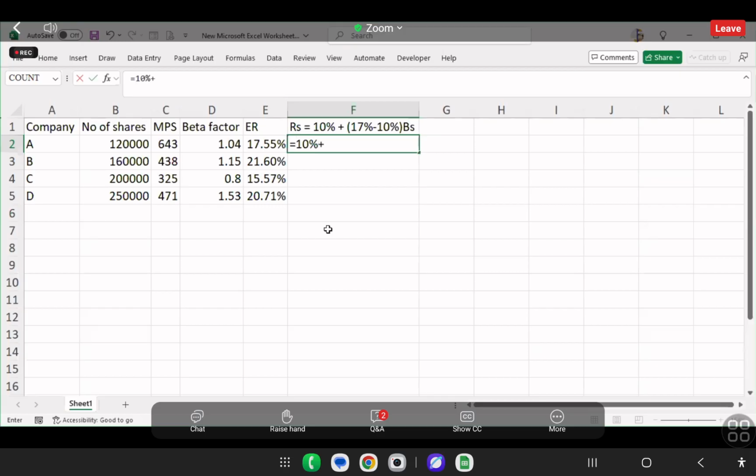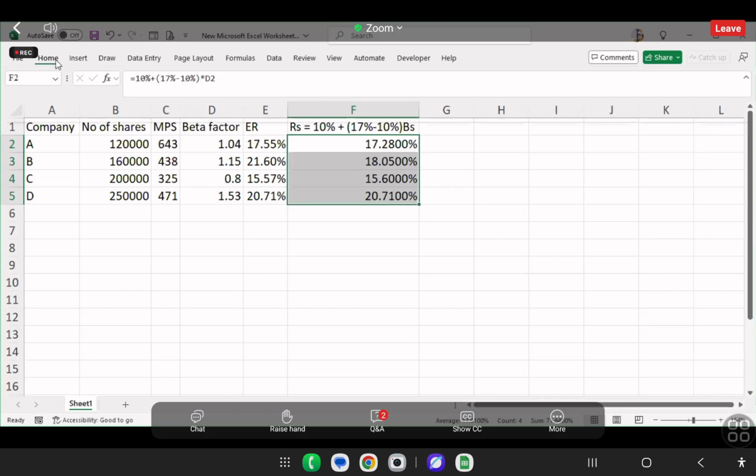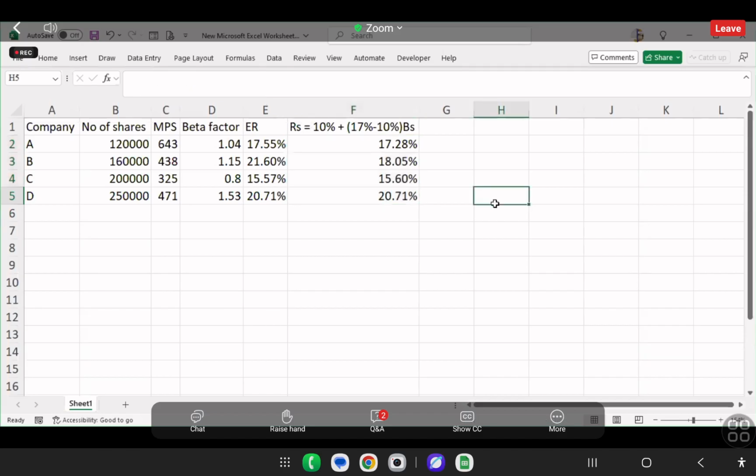This one we add, open a bracket, 17%, we minus 10%, we multiply by this beta factor, like that. This one is giving me some percentages, and we can see how much the percentage will be. Let me give it in 2 decimal places, like that. That is the return of each security using the capital asset pricing model.